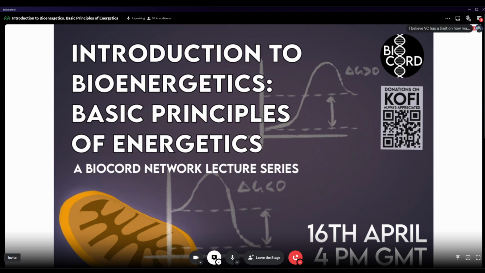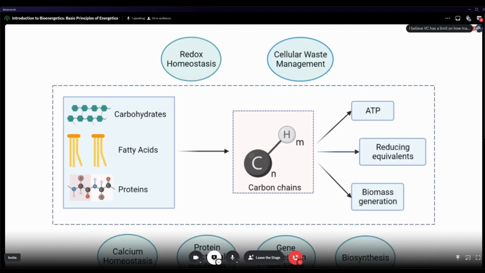So to begin with, what we think of bioenergetics is that it is the breakdown of a large carbon chain. They can be in the form of carbohydrates, fatty acids, or proteins. Breakdown of these long chains of carbon into shorter carbon chains. And in the process of breaking down into shorter carbon chains, what we know is that it usually produces a lot of ATP. And that's what we think of when we talk about bioenergetics.